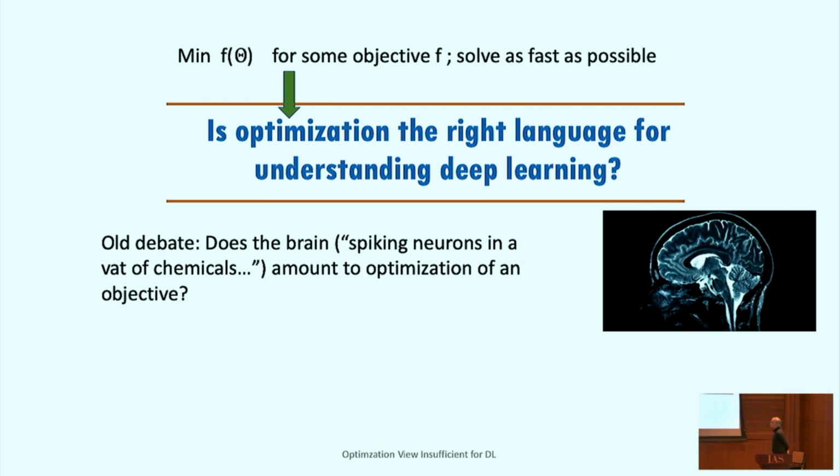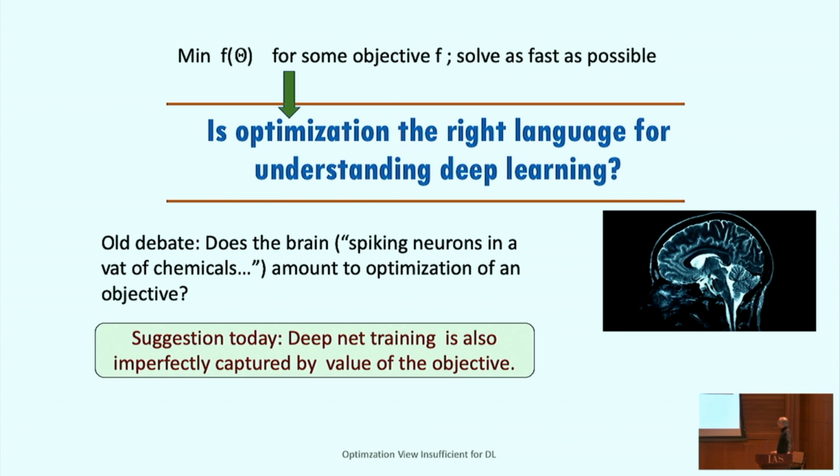Now, I want to explain this question by highlighting an old debate in neuroscience, which is, does the brain amount to optimization of an objective? I mean, these neurons have figured out some algorithm over the years, over evolution, and it's sitting in a vat of chemicals, and who knows what's going on. And are they optimizing an objective? And I emphasize that optimization means that once you've set an objective, you have to be ready to settle for any solution, right? So that's what optimization would mean. And that's still an open problem.